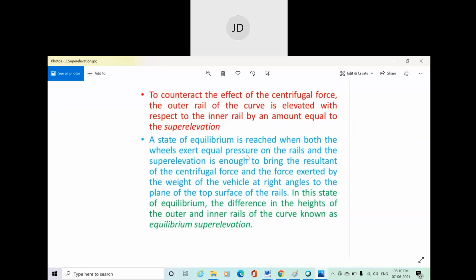First of all, I already told you what the main advantage of superelevation is. By providing superelevation, we can distribute the load coming from the wheel to the rail evenly, so that the wheel pressure going on the rail will be equal. That means a state of equilibrium is reached when both wheels exert equal pressure on the rail, and the superelevation is enough to bring the resultant of the centrifugal force and the force exerted by the weight of the vehicle at right angle. Now I will show you this diagram.